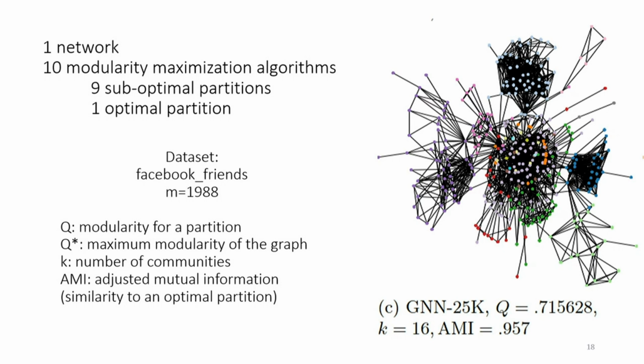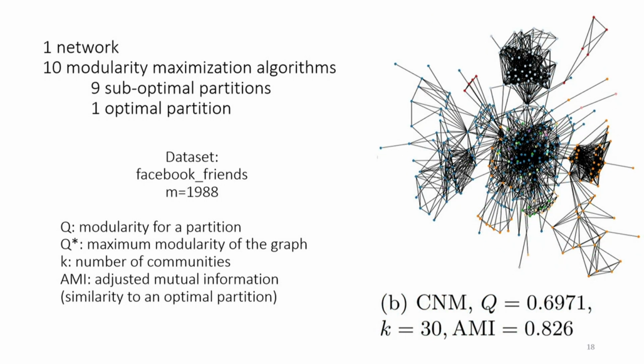All right. So here I'm using a graph neural network algorithm, which was developed maybe a year ago. So this is from 2022. So this is an optimization problem, and this is an algorithm from just a year ago. They're using a graph neural network for maximizing modularity, and this is the partition they get. The partition is shown by the colors on the nodes. The modularity value associated with this partition is this. There are 16 communities in this partition, and the similarity between this partition and an optimal partition is 0.95. So this is 95% similar to an optimal partition.